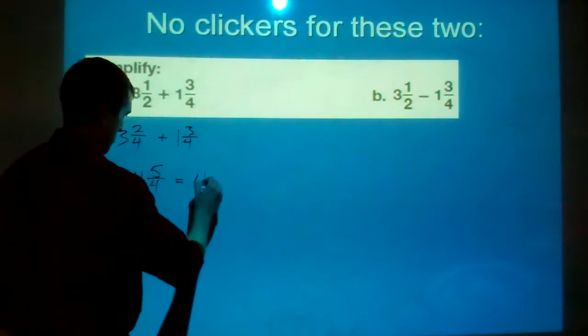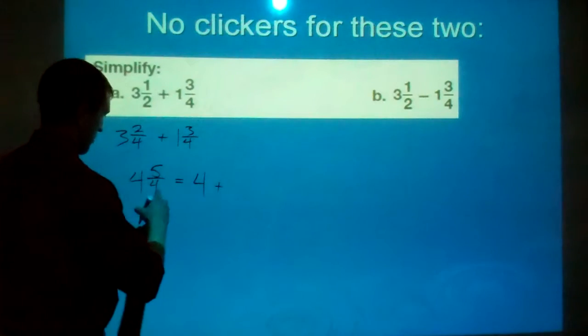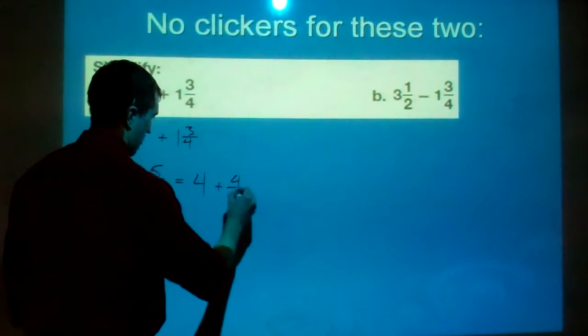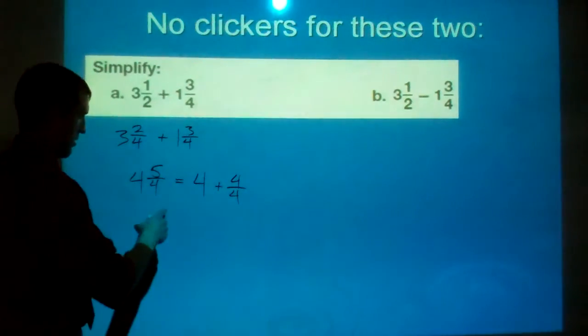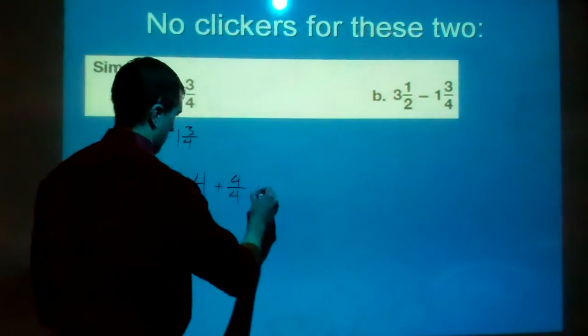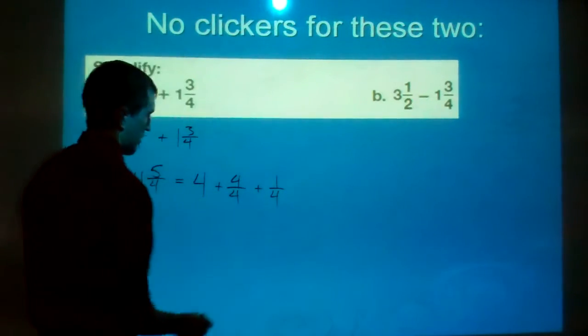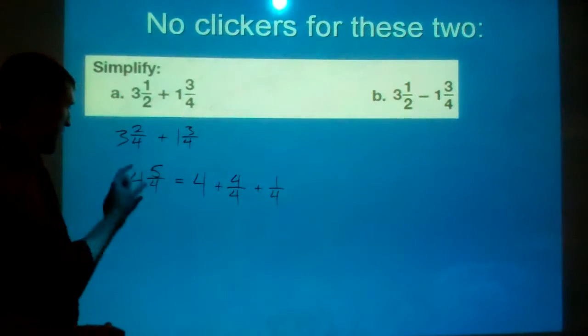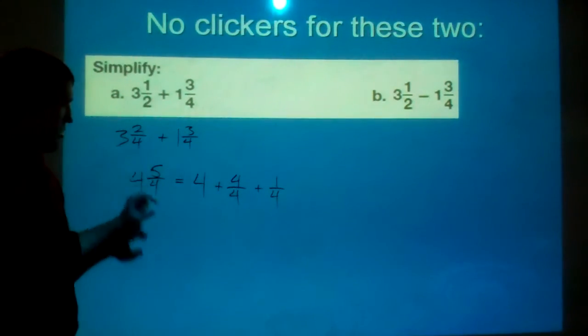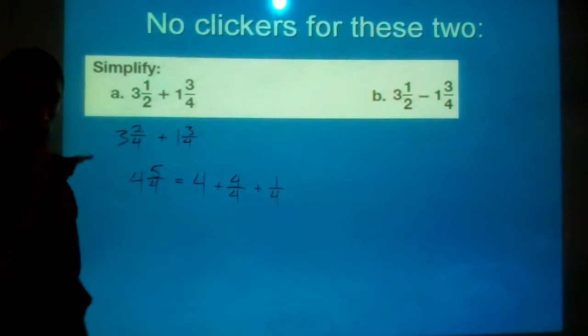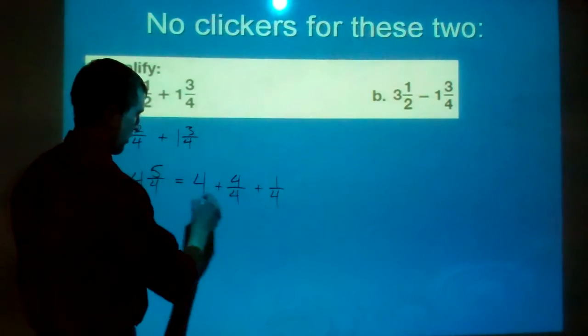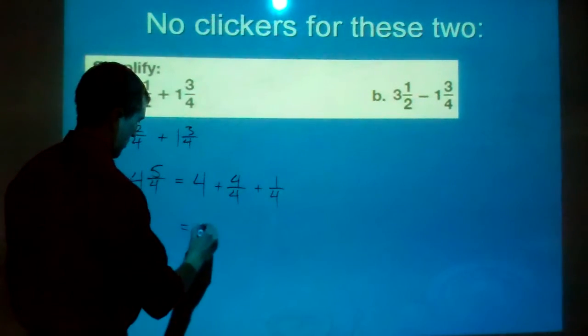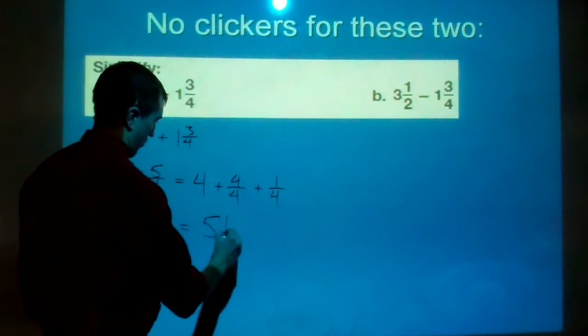This is 4, large 4, plus 4 over 4, which is 1, plus we have 1 left over here, plus 1. So this part right here, 4 over 4 plus 1 over 4, that gives us our 5 over 4. But we know that 4 over 4 is 1, so I'm going to combine these two together, and I'm going to get 5 and 1/4.